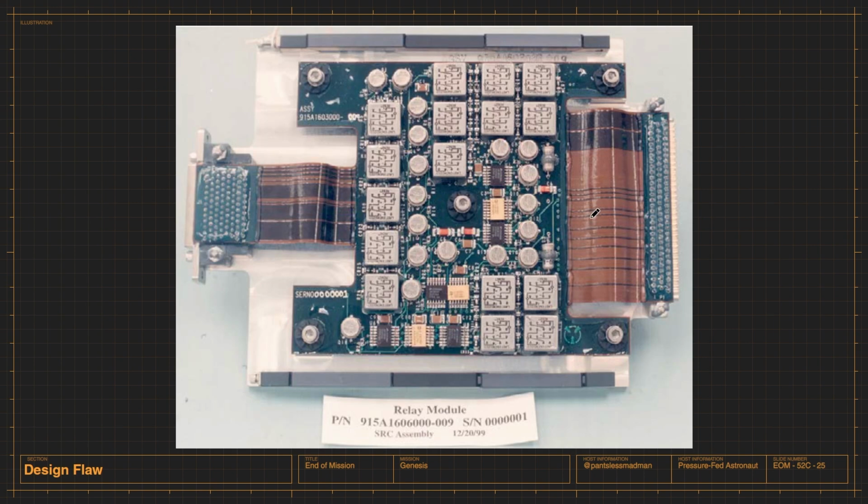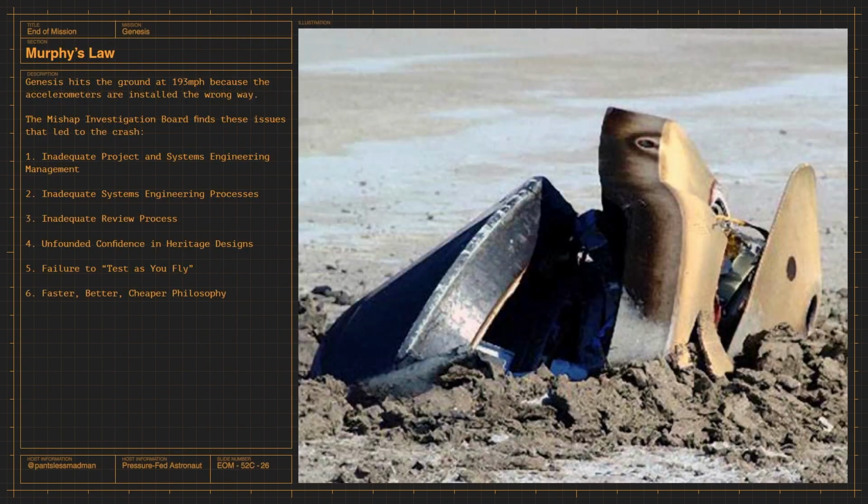It's smart. So, as you can see, there's the top. These are the 2 G switches. You have to accelerate this way to make them work. Which way do you think Genesis was accelerating? The other way. They never accelerated. Oh, gosh. Murphy's Law, though. If it can be installed in more than one way, it will be installed incorrectly. This did it. So, Genesis hits the ground at 200 miles an hour because the accelerometers are installed the wrong way.